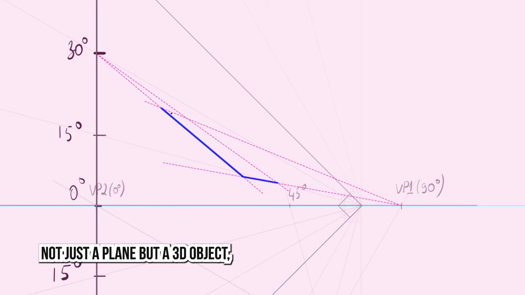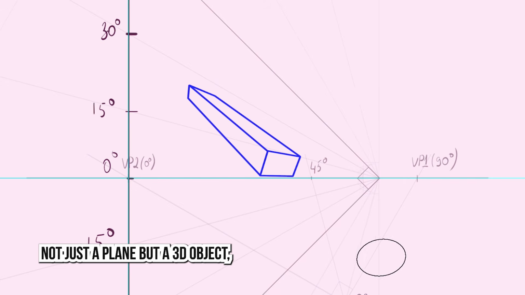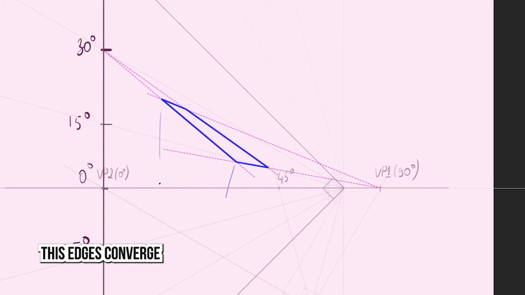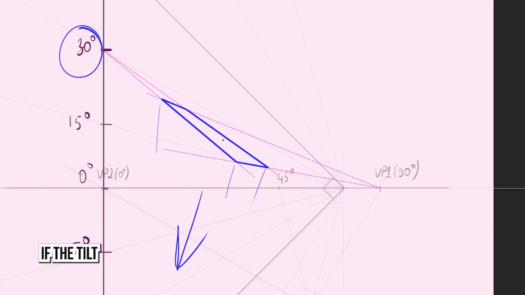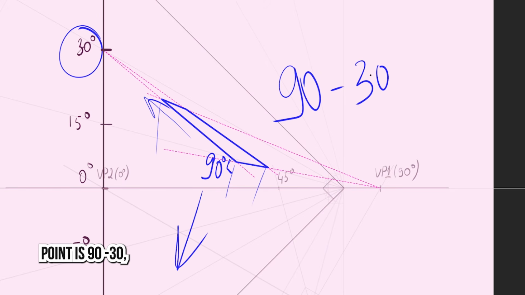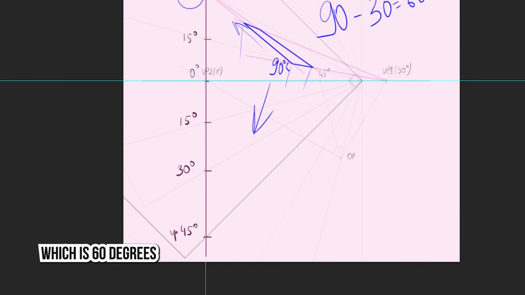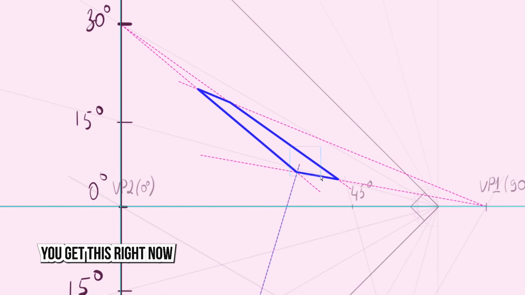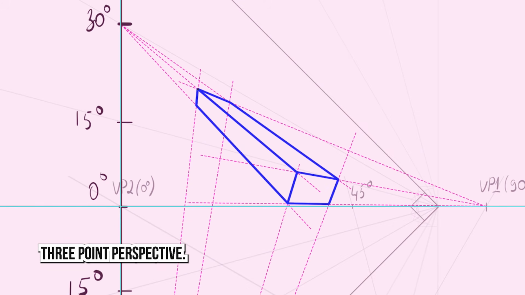But if you want to tilt not just a plane but a 3D object, you must understand that these edges converge in the opposite vanishing point, which is down there. If the tilt vanishing point is 30 degrees, the opposite vanishing point is 90 minus 30, which is 60 degrees. You guessed it right, now we have classic 3-point perspective.